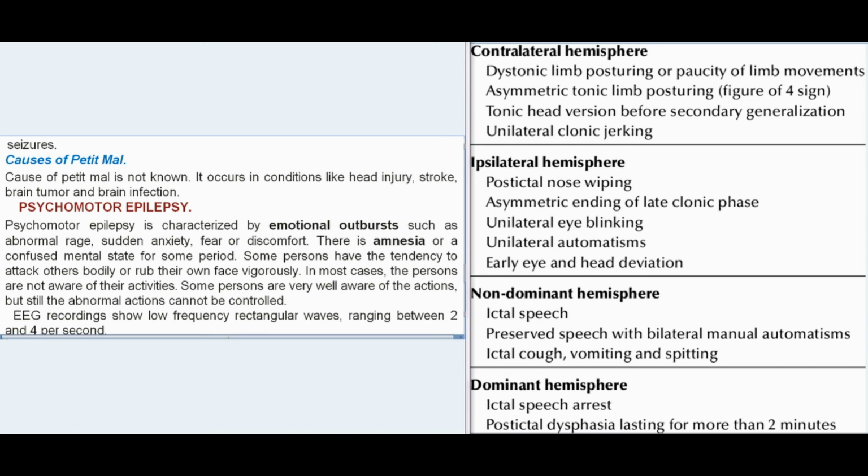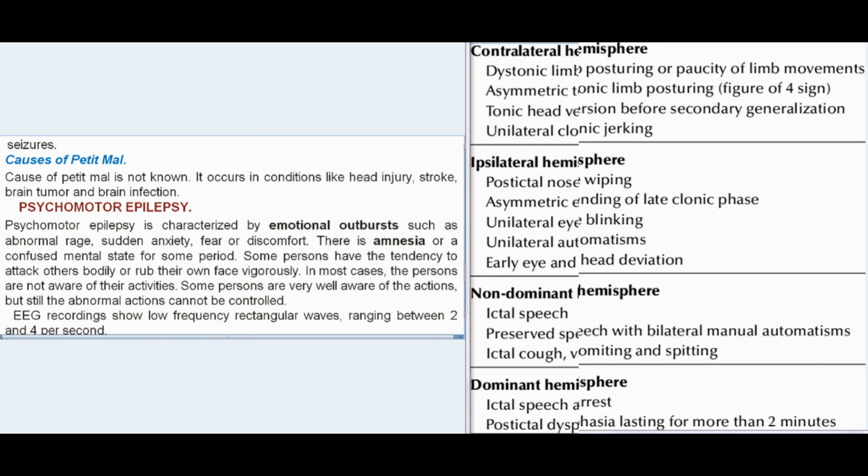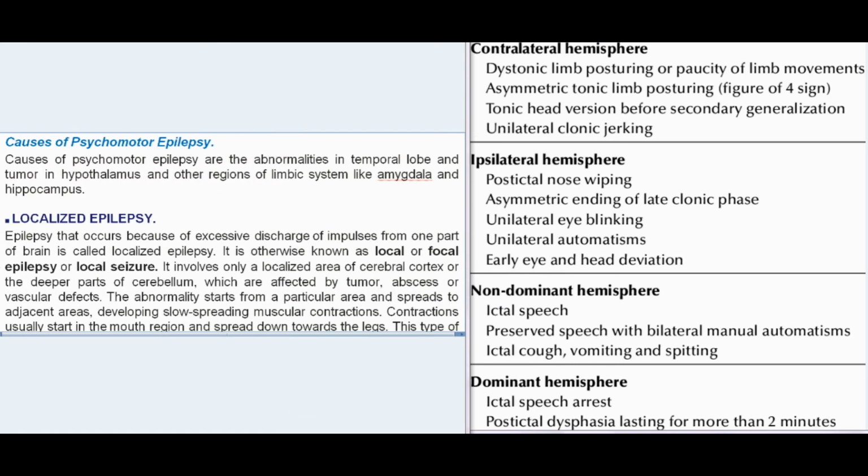EEG recordings show low-frequency rectangular waves, ranging between 2 and 4 per second. Causes of psychomotor epilepsy. Causes of psychomotor epilepsy are the abnormalities in temporal lobe and tumor in hypothalamus and other regions of limbic system like amygdala and hippocampus.